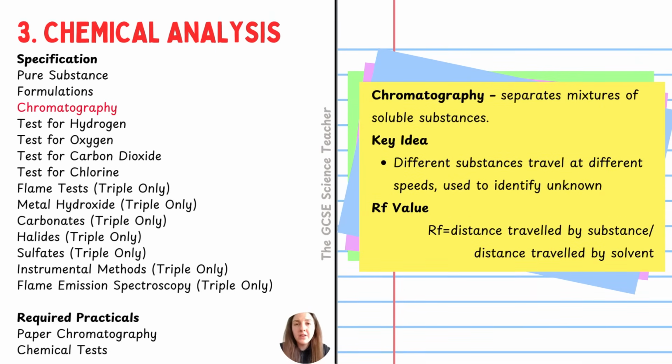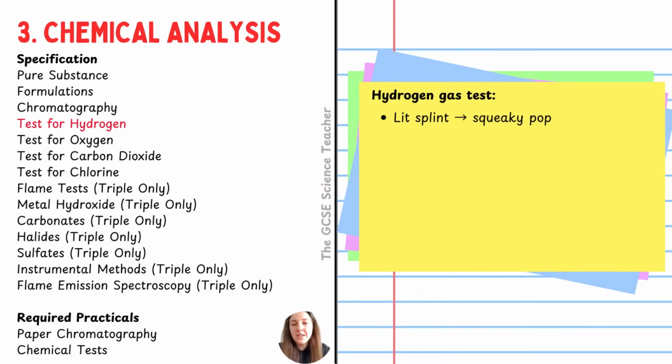Chromatography, which we're going to talk about later in a required practical, is a method used to separate mixtures of soluble substances. A key idea here is that different substances travel at different speeds based on their solubility, and they can be used to identify unknown substances. An Rf value can be calculated by doing the distance travelled by the substance divided by the total distance travelled by the solvent, or the solvent front. More on this later.